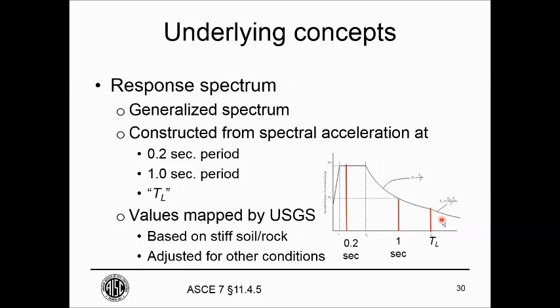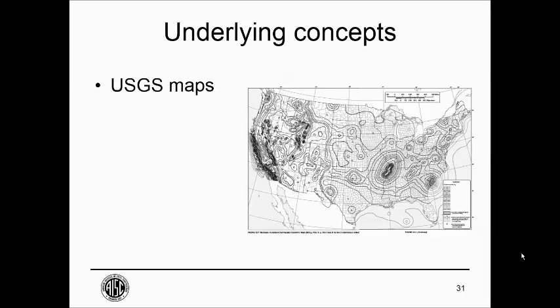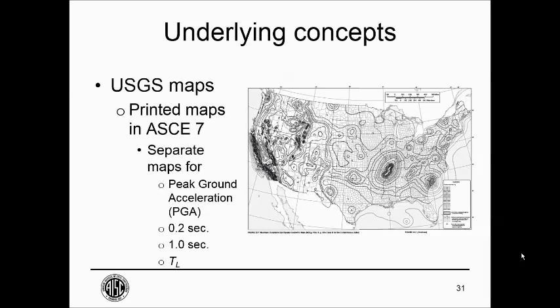The values of the 1 second period response and T sub L have been mapped by USGS based on stiff soil rock conditions, and they are adjusted by factors for other soil conditions. USGS maps appear in ASCE 7, and include peak ground acceleration, 0.2 seconds, 1 second, and T sub L. You can see that in some areas of the country, such as where I am, these contours are very close together and it would be very hard to design using a printed map.